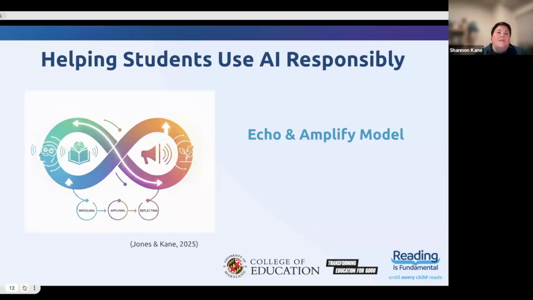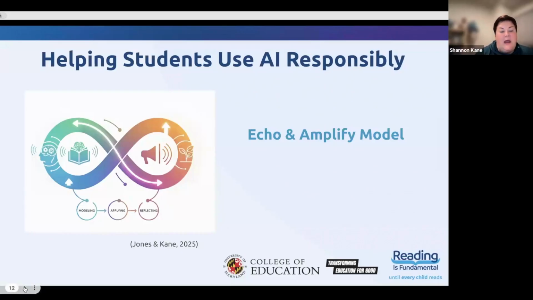But this only works if all of the parts are happening, right? We have to model, we have to be metacognitive, we have to have this application, and we have to have this space for reflection. That also ties back to that portfolio. Our students having that critical reflection of their use of AI.